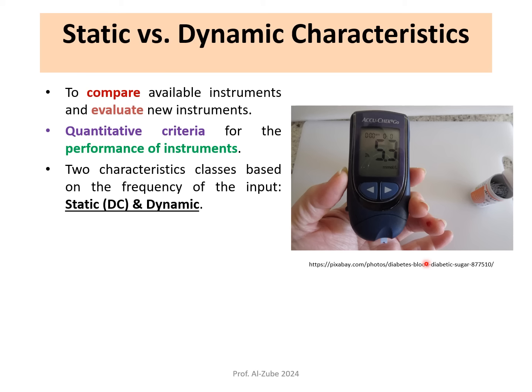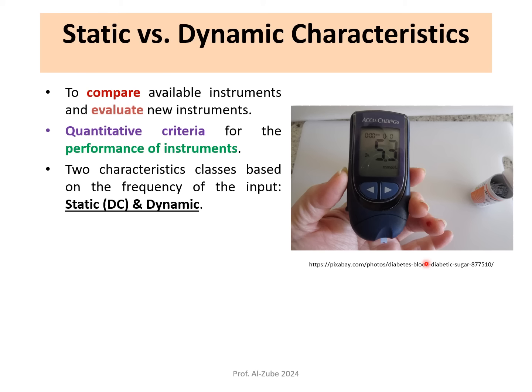There is a lot of documentation that comes with it that should have information about that. So how do we want to use these characteristics? To compare and evaluate the performance of instruments. These are quantitative criteria for the performance of the instrument. That's something that we need to be able to assess and understand. And I'm going to present a number of these characteristics that you need to be aware of before we get into the design and development of biomedical instruments.